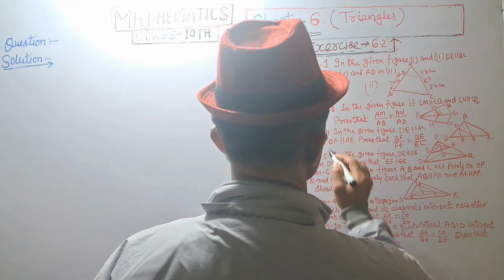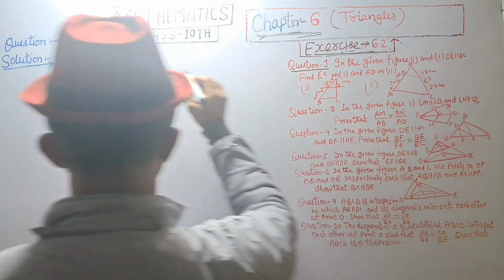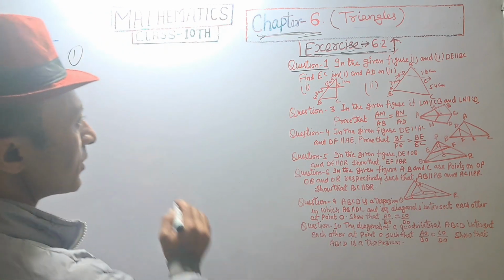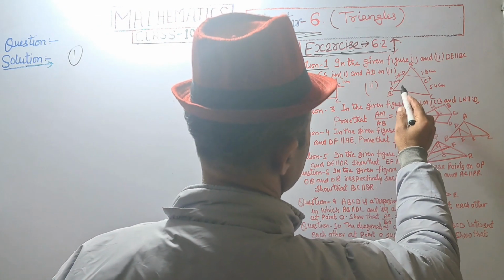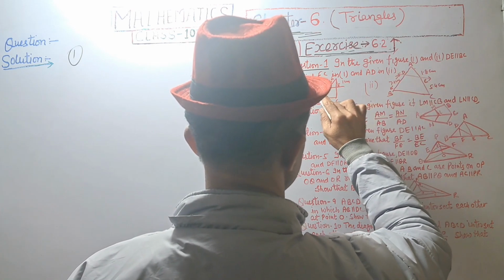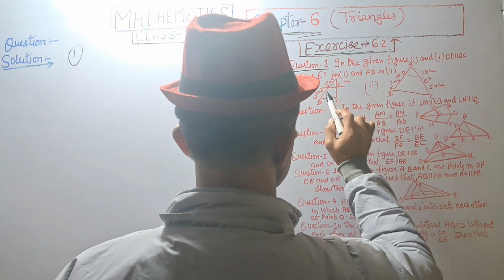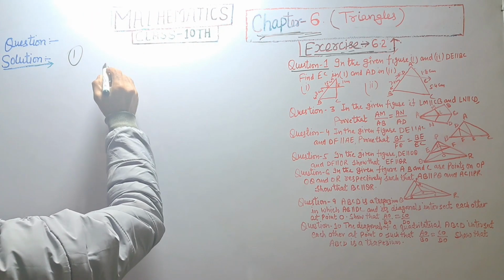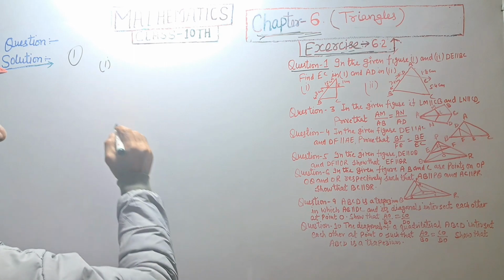Exercise 6.2, question number first. In the given figures 1 and 2, DE is parallel to BC. Find EC in question number first. First part, given.